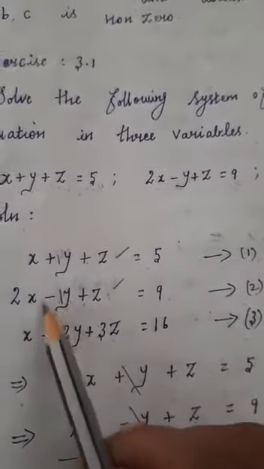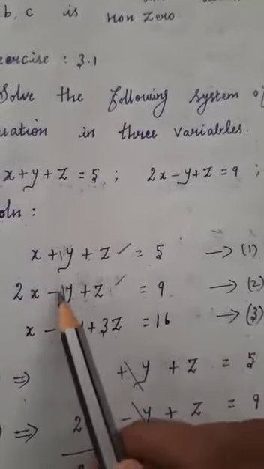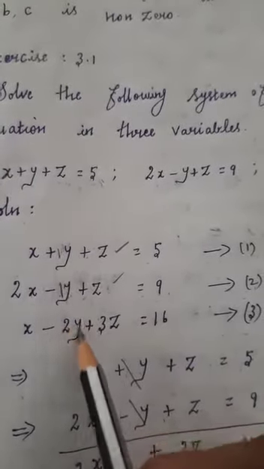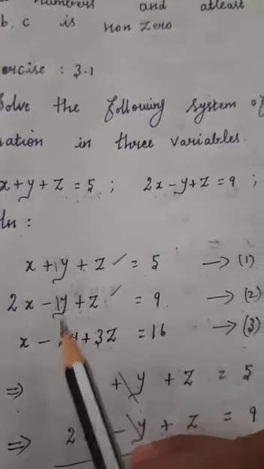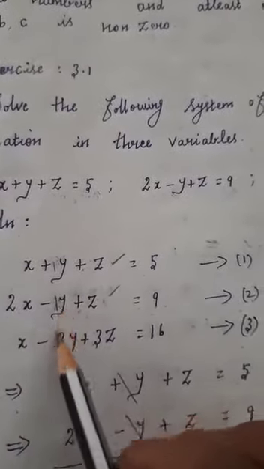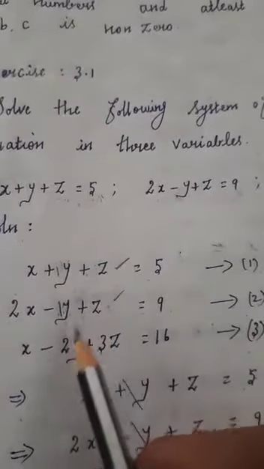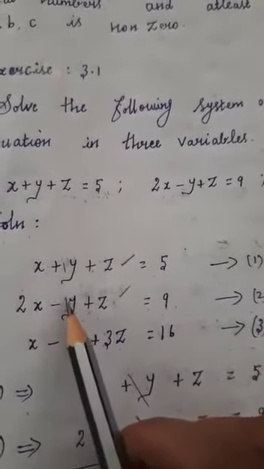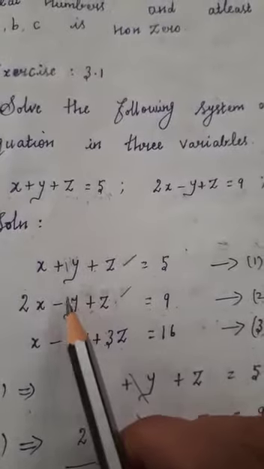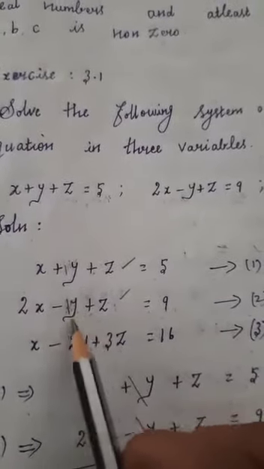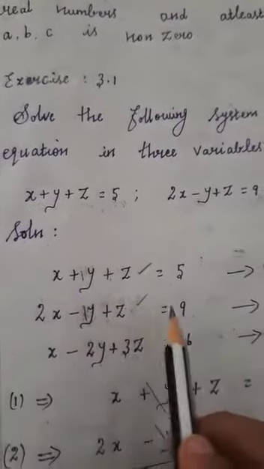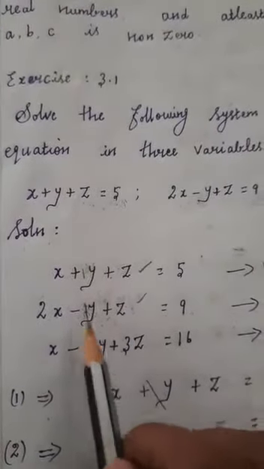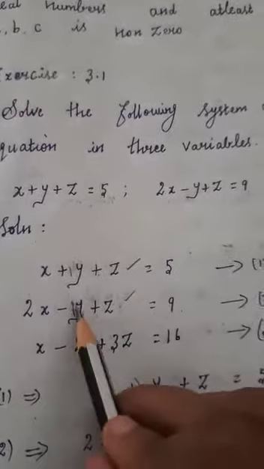Okay, so no need to see the sign. We can see only the number, the numerical coefficient of the variable y. Here you have 1, here you have 2. So the numerical coefficients are not the same. How can you make them the same? Here you have 2, so here also the 1 we have to multiply with 2, so we can make the numerical coefficient the same. This full equation we have to multiply with 2, then only the numerical coefficient of y will become the same.